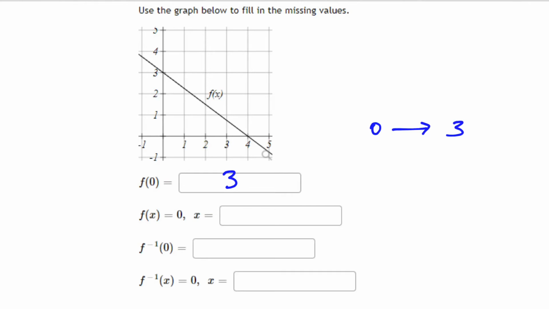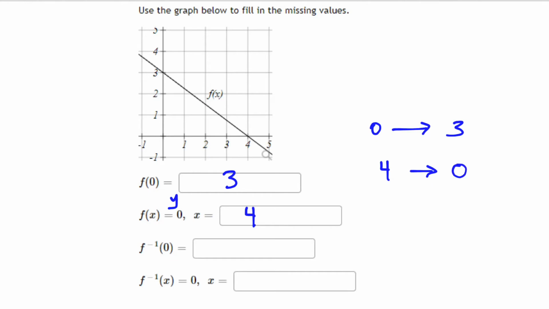And then for the second one, it says f of x is equal to 0, so that's your output value. 0 is your y. So let's just write a y here. So when your y is 0, that means what would your input value be? What would x be? So when y is 0, along this line, x is 4. So let's just write a 4 here. So that means 4 maps to 0.